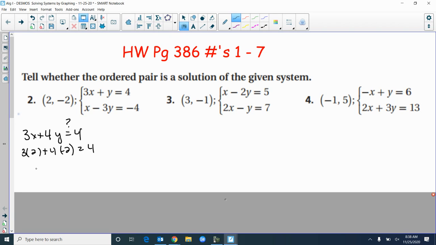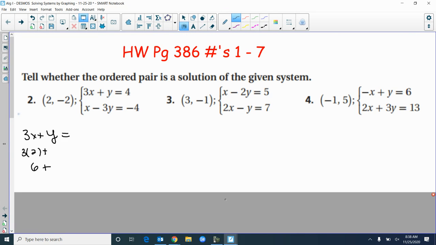Well, that's 6 plus, what is that, negative 8? 4 times, or no, wait, I wrote that down wrong. Hold on, I wrote it down wrong. What the heck? That's why you guys gotta make sure I don't screw up.